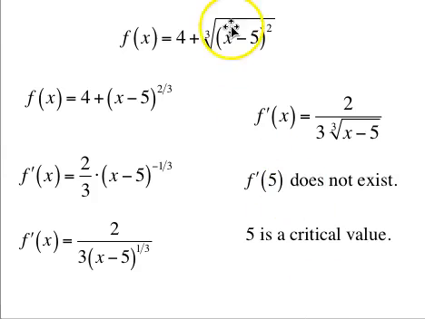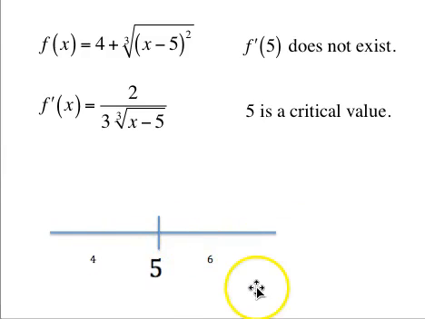Now the other function we looked at was this one. f of x is 4 plus the cube root of (x minus 5) squared. We rewrote the function this way, took its derivative, and looked for critical values. There was never a point where the first derivative is 0, but we said f prime of 5 did not exist. So 5 is a critical value, and then we'll check the derivative on either side of 5 to see if 5 is a minimum or a maximum or neither.